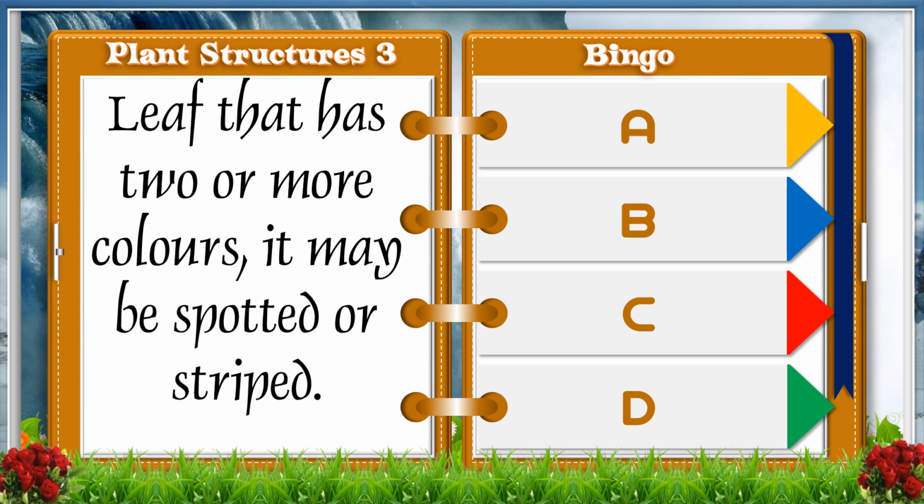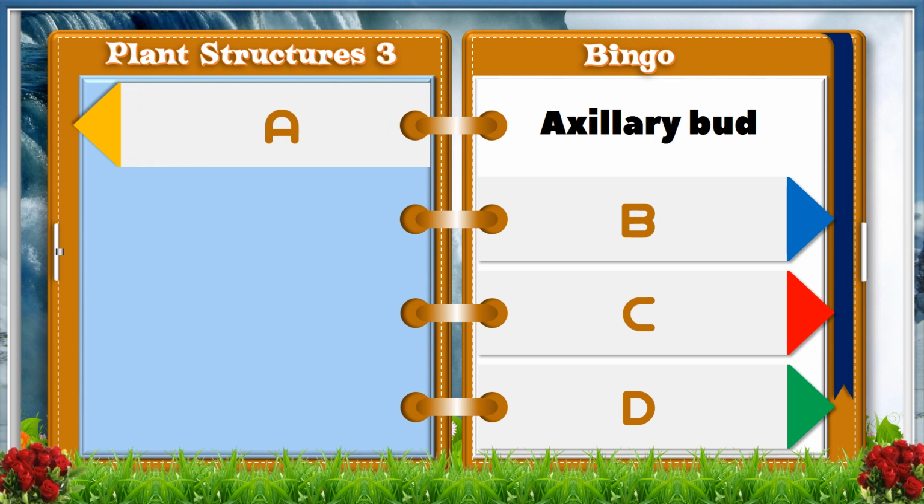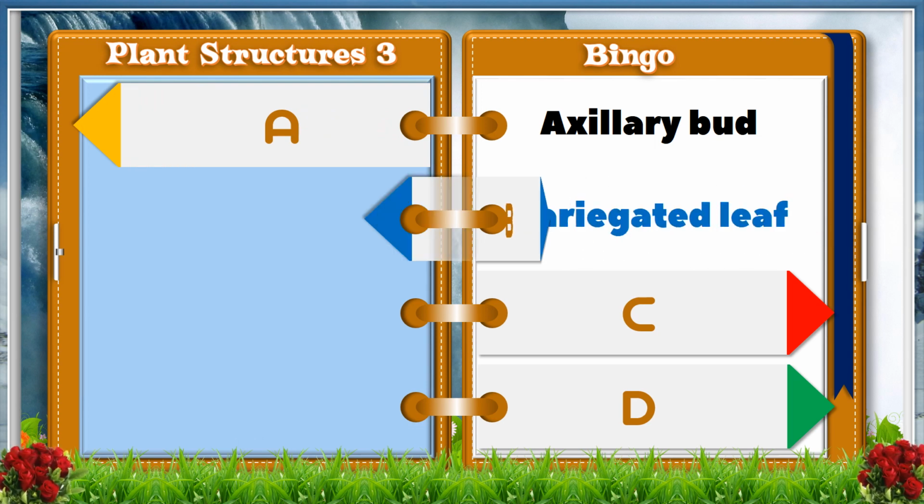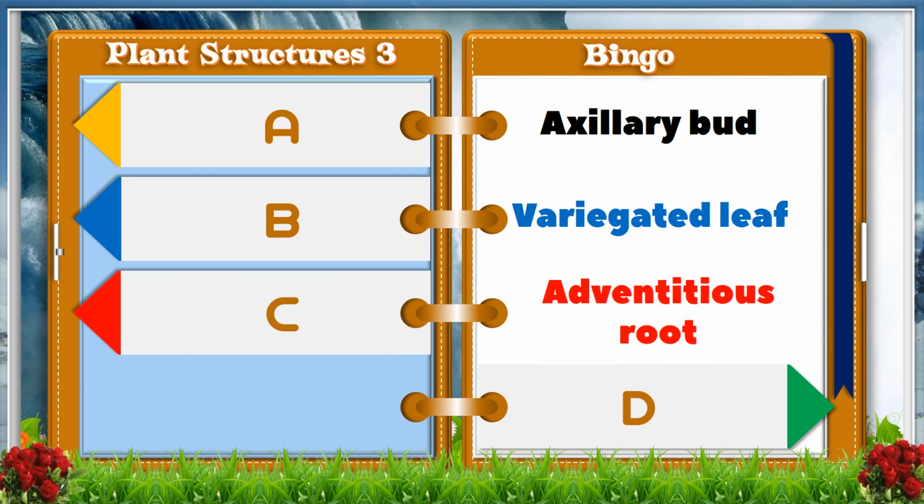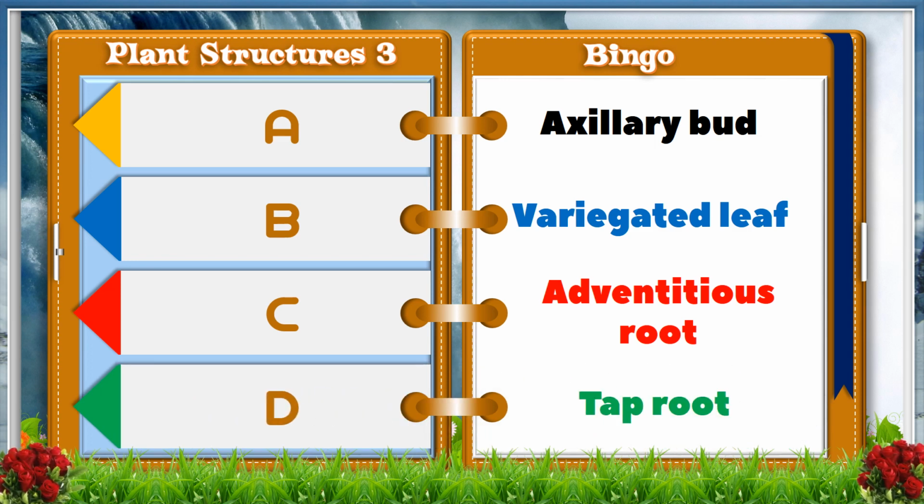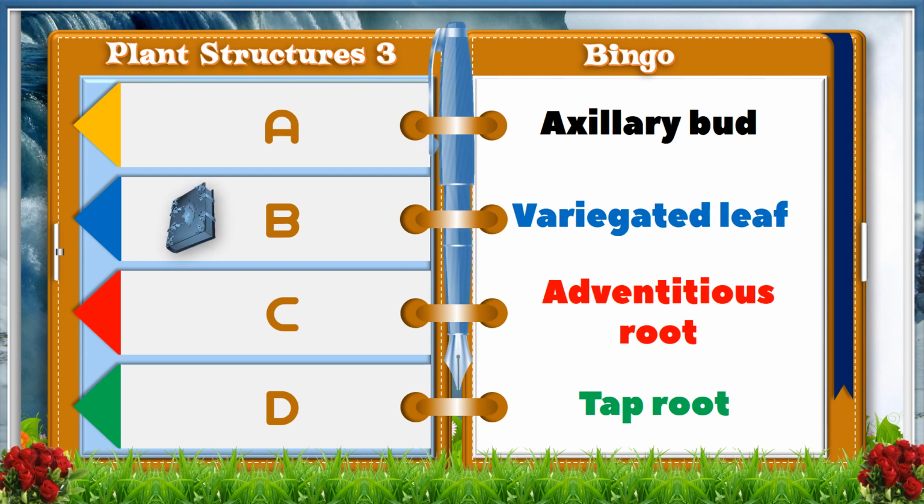Leaf that has two or more colors. It may be spotted or striped. A. Axillary buds. B. Variegated leaf. C. Adventitious root. D. Tap root. And the answer is B. Variegated leaf.